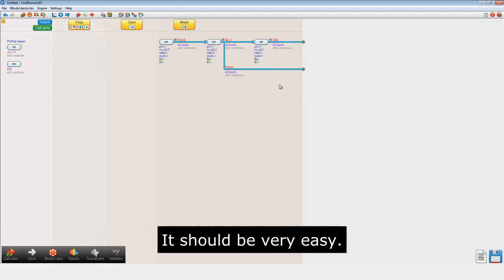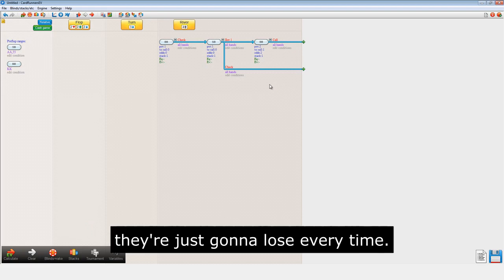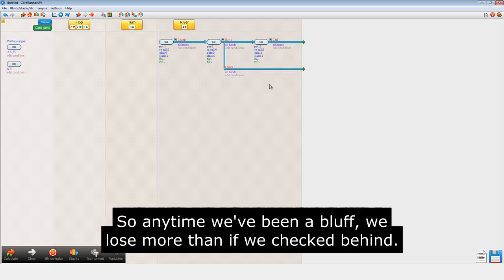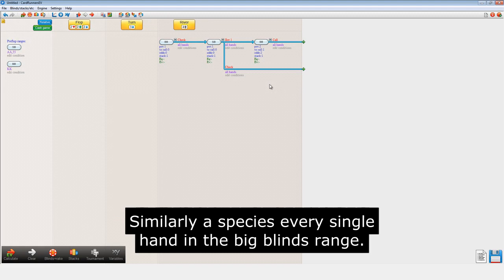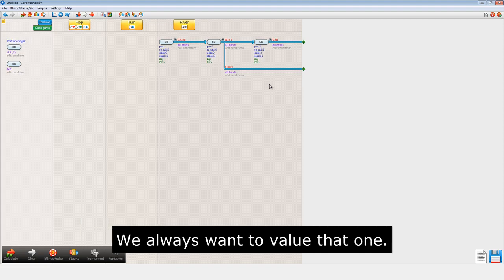So before we do anything, I think we can just see what the solution should be. It should be very easy. Since the big blind is always calling, bluffs aren't going to make any money. They're just going to lose every time. So anytime we bet a bluff, we lose more than if we had checked behind. Similarly, ace-ace beats every single hand in the big blind's range, so it's a very obvious value bet. And since we can only value bet 1 or check, we always want to value bet 1.